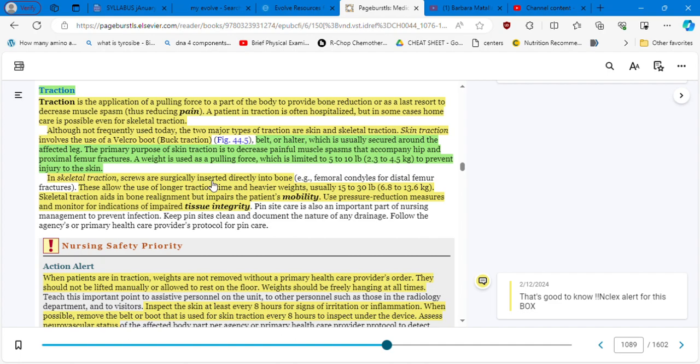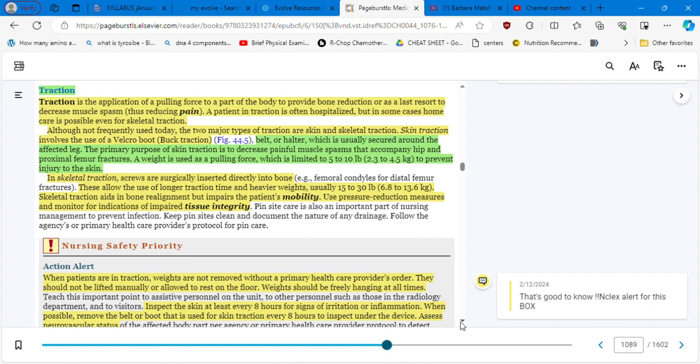Screws are surgically inserted directly into bone. This allows the use of longer traction time and heavier weights, usually 15 or 30 pounds. Skeletal traction aids in bone realignment but impairs the patient's mobility. Use pressure reduction measures and monitor for indications of impaired tissue integrity.